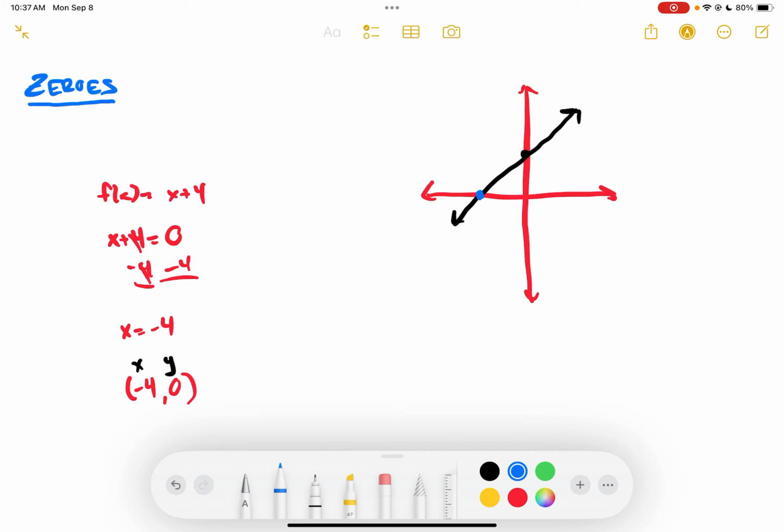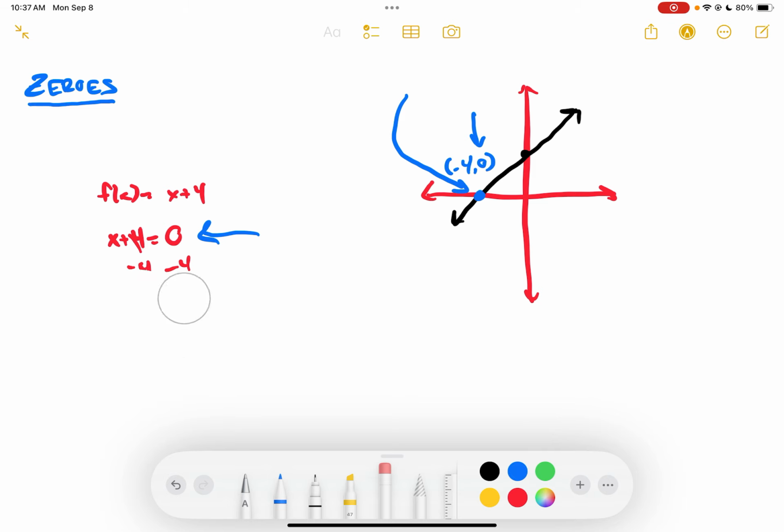And that coordinate is right here. That's negative 4, 0. So zeros on my graph are going to be my x-intercepts. They're going to be where my graph crosses the x-axis because they're the spots where the output of the function is 0, right? It doesn't go up or down. It stays right on that x-axis line. So I can find them algebraically by setting the expression equal to 0. I can find them graphically by looking at their x-intercepts. Let's look at one more example.